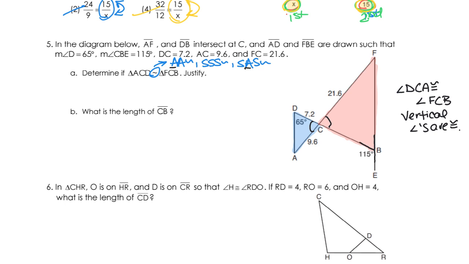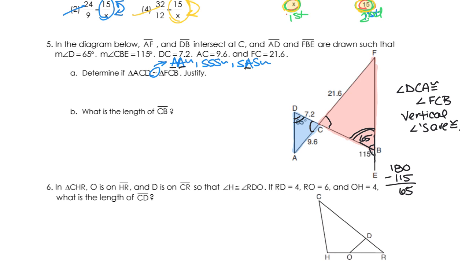But notice this is a linear pair. Linear pairs add up to equal 180 degrees. And so if I take that 115 away, I'm going to be left with 65 for my interior angle. And so now I have this angle congruent to this angle. And therefore, I have my triangles similar by angle, angle similarity.